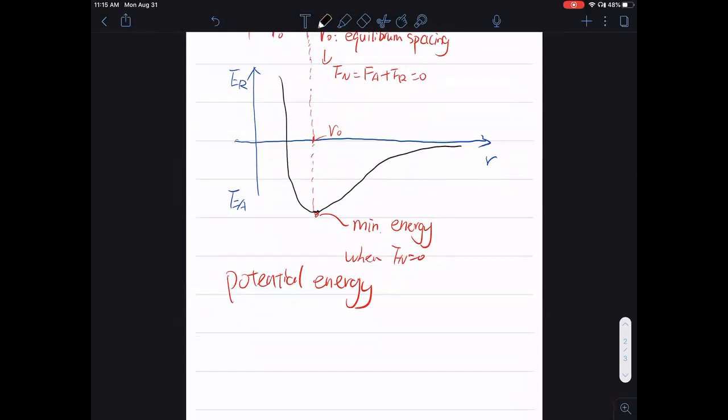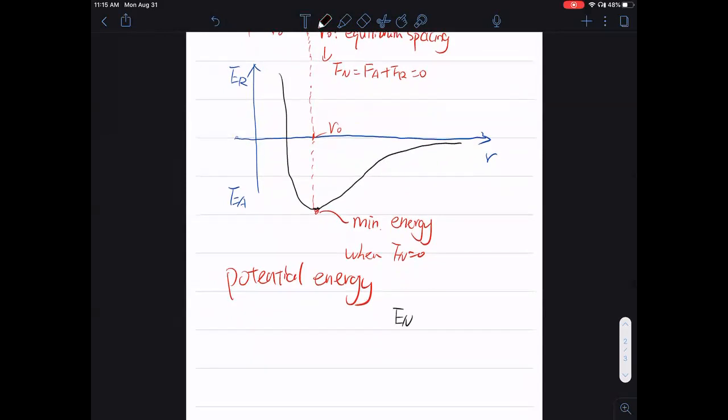And energy and the force has this relationship. The net energy between atoms equals the integral of net force times dr, the integration of force with respect to the distance between two atoms. It can be written as EA plus ER. EA is attractive energy, and ER is the repulsive energy.